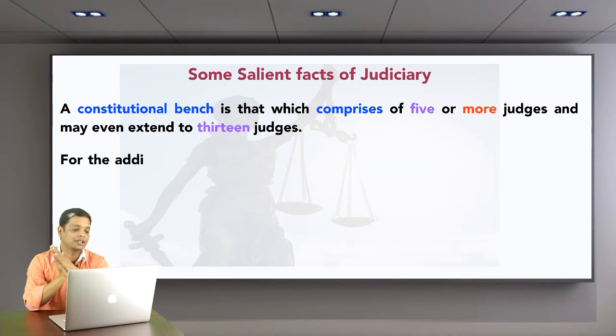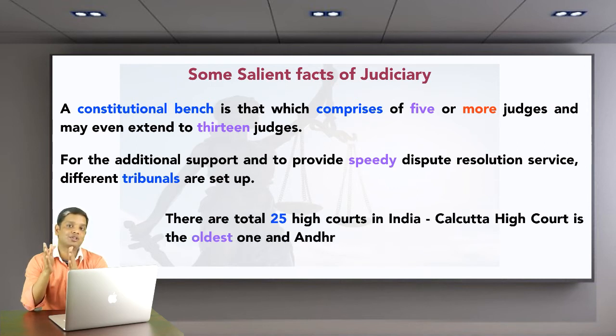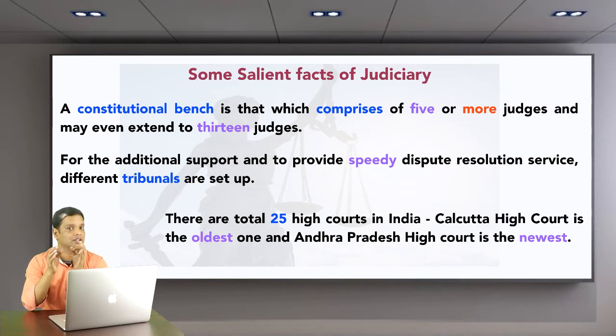Next, for additional support and to provide a speedy dispute resolution service, different tribunals are set up. These tribunals have subject matter jurisdiction, as we know. They basically provide a speedy dispute resolution service, and likewise the burden of the judiciary is reduced. There are a total of 25 high courts in India. Kolkata High Court is the oldest and Andhra Pradesh High Court is the newest.